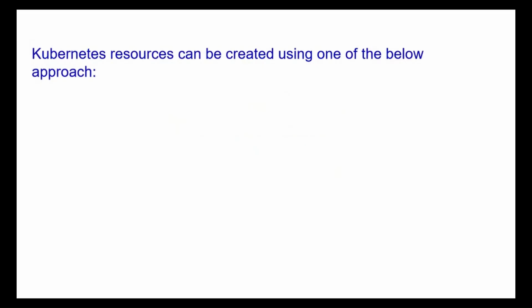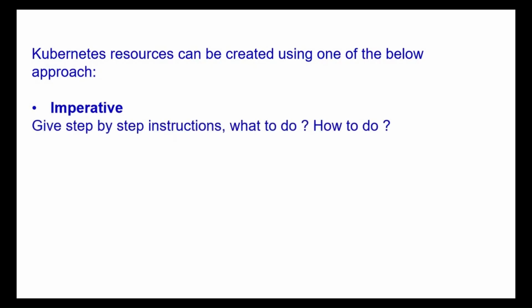Before that, the Kubernetes resources, whether it is a pod or a service or a replica set or a deployment, whatever the resource, can be created using either of the below approaches. One is the imperative approach. In an imperative approach, we give step-by-step instructions, what to do and how to do it. That is, we give the instructions in the command line.